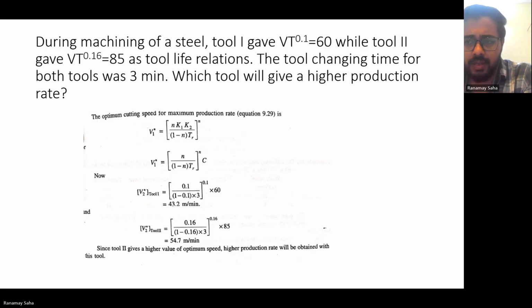I hope this concept is clear. If it's clear to you, we'll move to the next question.